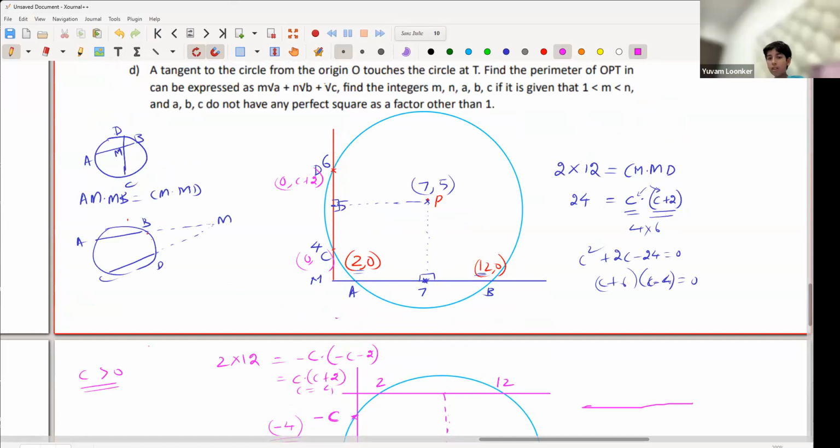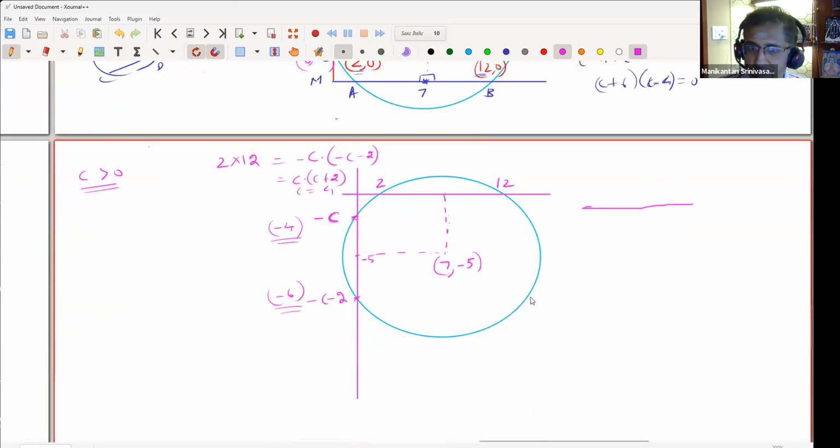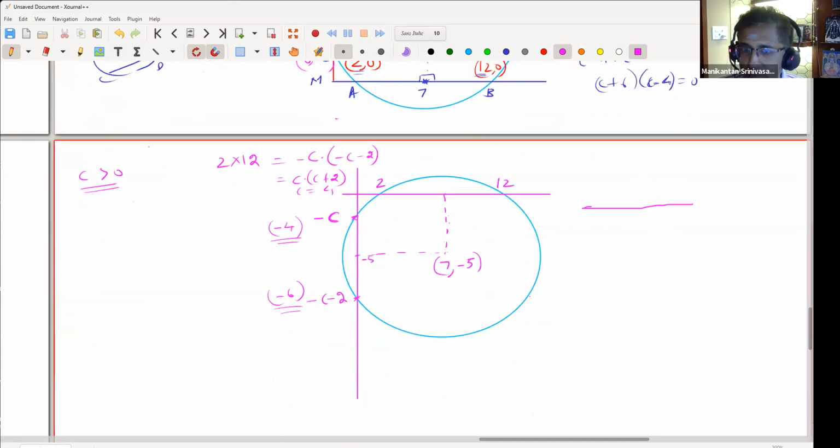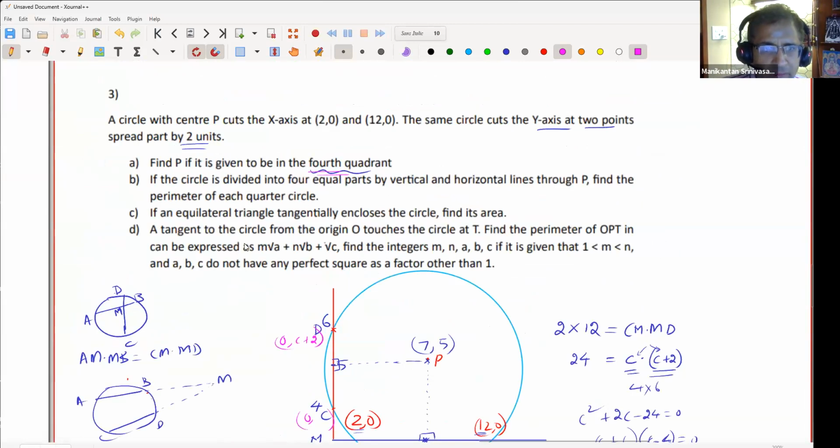And then I said, the given question says the circle is not in the first quadrant, but in the fourth quadrant, which means the circle has to be down below like this, intersecting the y-axis in negative coordinates, right? Which is why I said negative C and negative C minus 2. Okay, sure, correct, got it. Makes sense. Okay, good. Cool. So the first part is that.